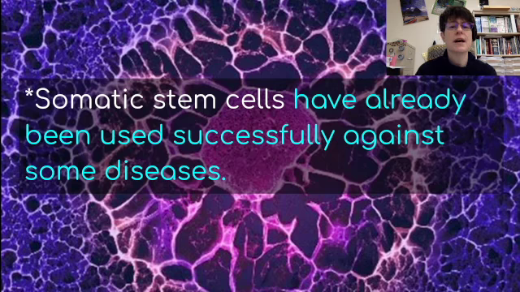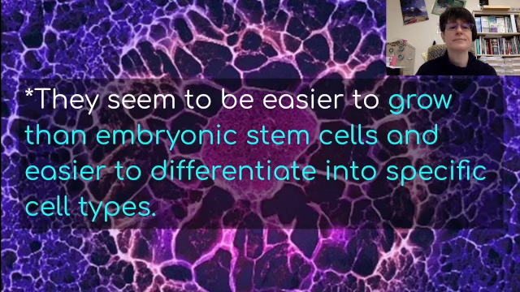In fact, they had high hopes for embryonic stem cells, and they thought that they would be the more useful of the two types of stem cells, and they have found that they actually are not. Somatic stem cells seem to be easier to grow than embryonic stem cells and easier to differentiate into specific cell types.